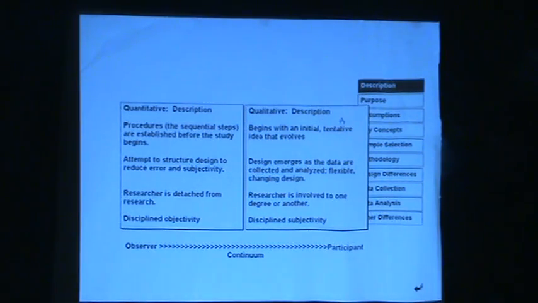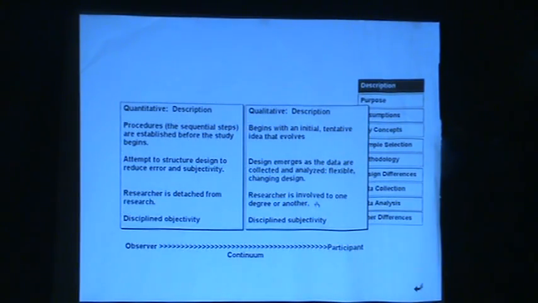Qualitative is very, very different. It begins with an initial tentative idea that continues to evolve, unlike the quantitative where the sequential steps are written down beforehand. The design emerges as the data are collected and analyzed, and the design is flexible. It can be changing throughout the entire research, very different than the quantitative research methodology with its approach to control variables, things like that.